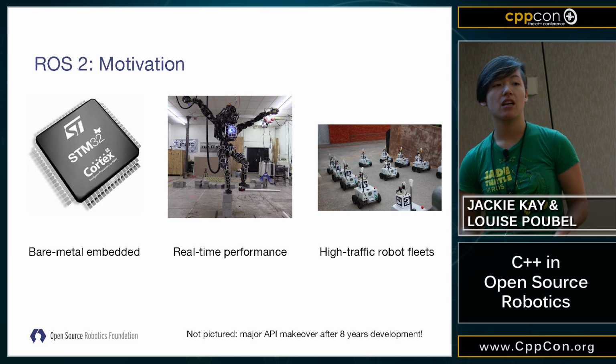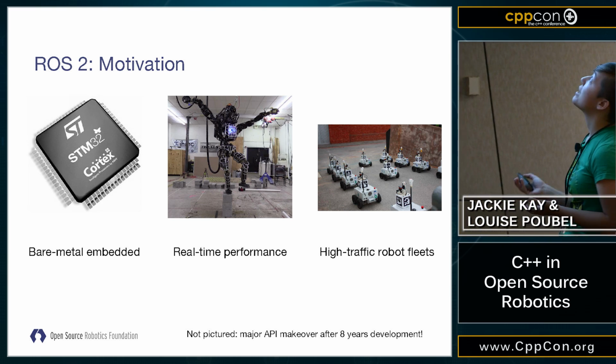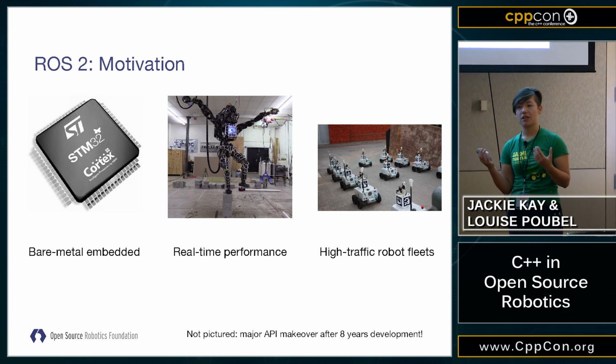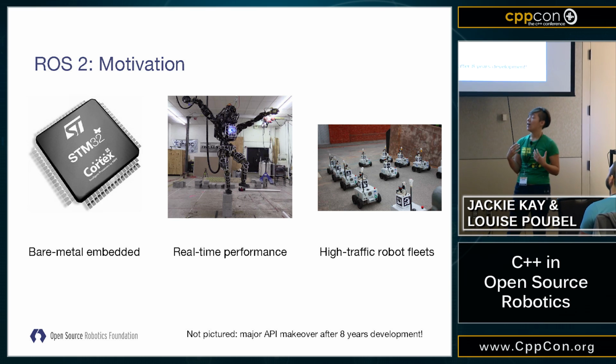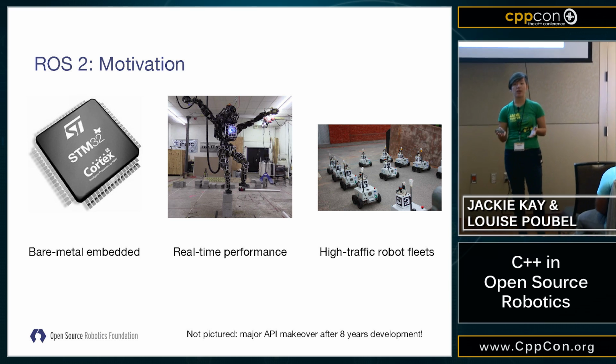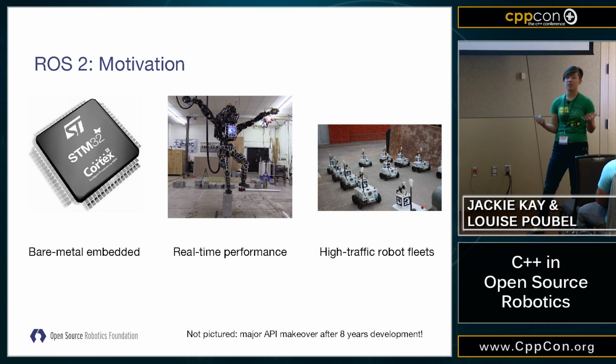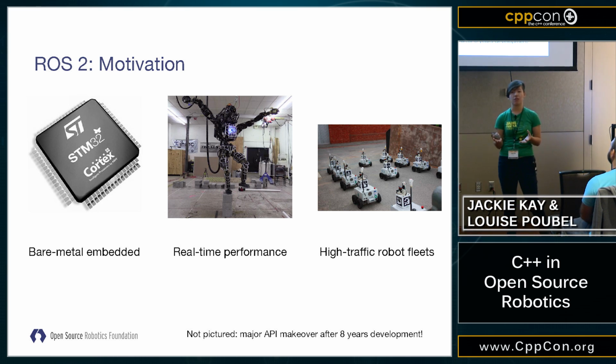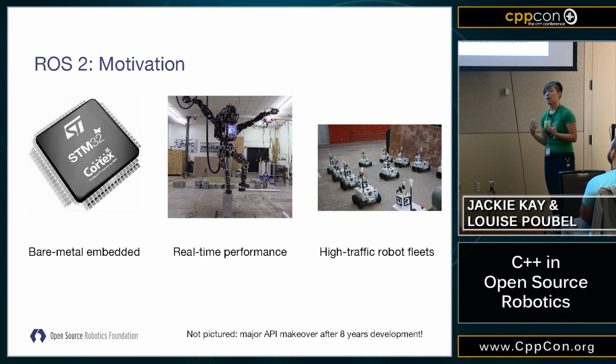So there's a couple of capabilities we're focusing on. This lists 3 major ones. We want to be able to run ROS natively on embedded systems with minimal OS or no OS in a bare metal situation. We want to make ROS configurable to run in real time, which I'm going to focus a lot on that aspect of ROS 2 today. And we also want ROS to be performant in high traffic situations with many robots.